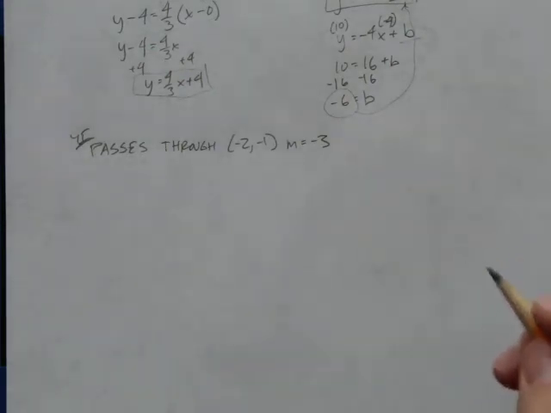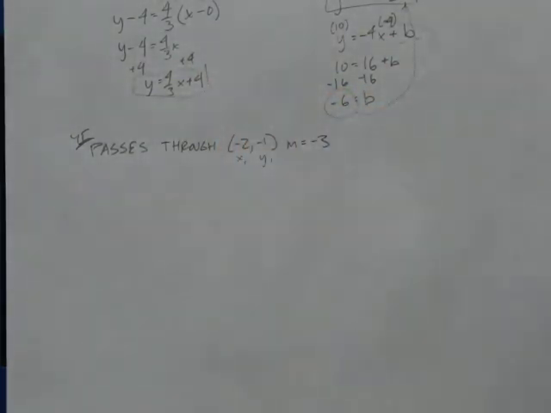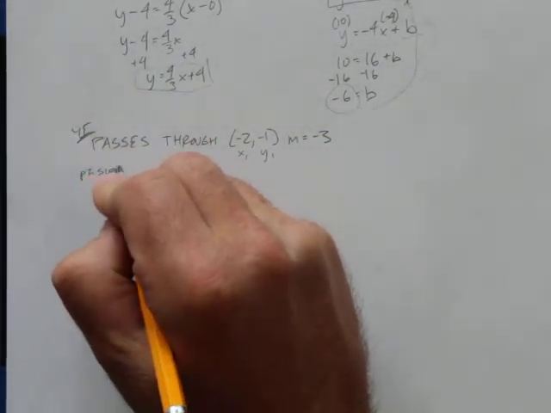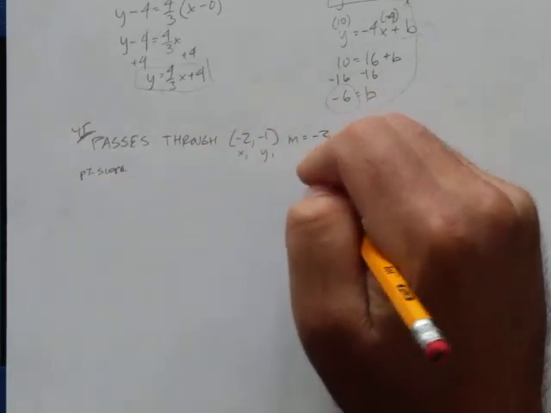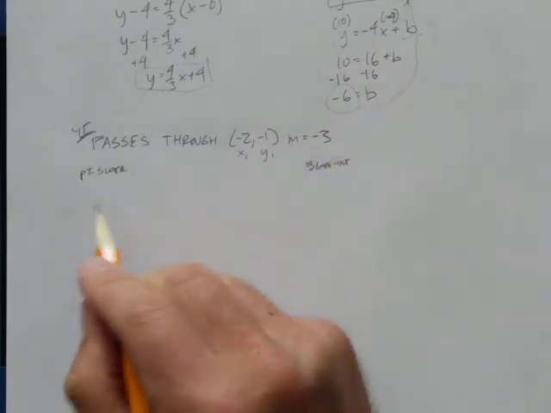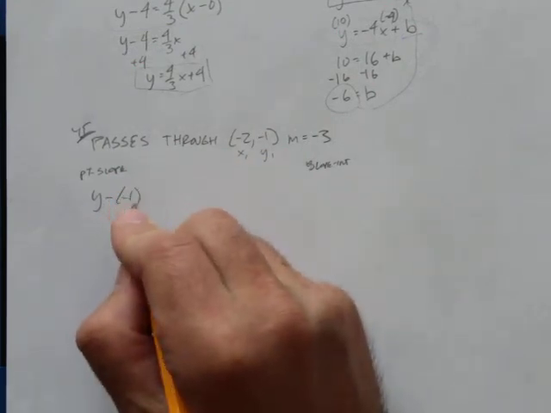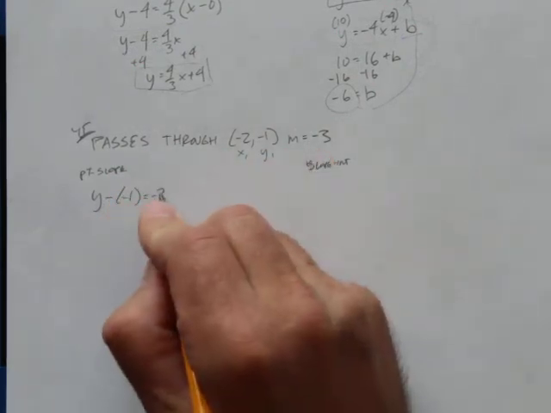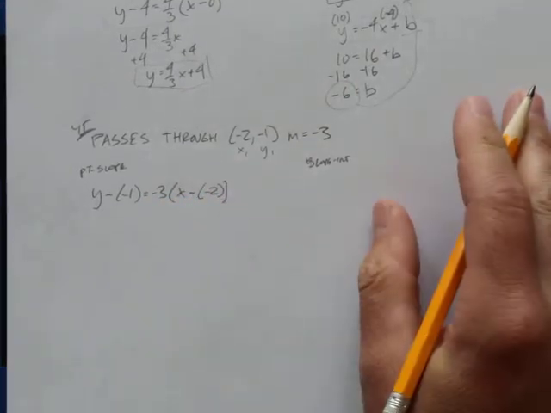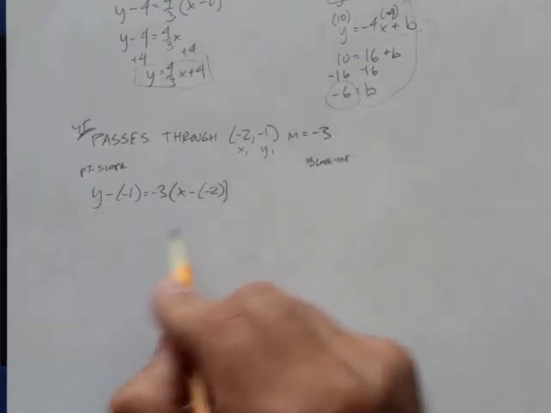Welcome back. The first thing I'm going to do is label x1, y1, and I'm going to do this 2 different ways just to show you. I'm going to do one way that is point slope, and then one way that is slope intercept. Okay, so point slope is y minus y1, which is -1, equals the slope, which is -3, times x minus x1. So there is my point slope form. Now I just need to go through and do all this math here.